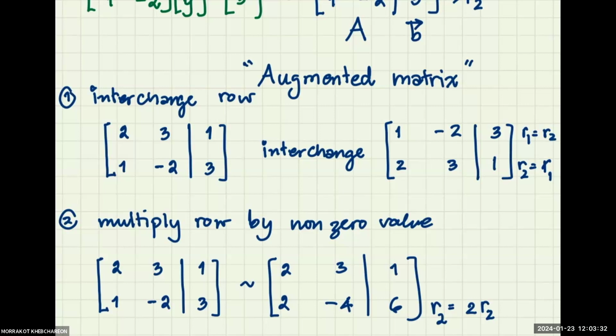It means that I overwrite the second row by 2 times every number in row number 2. Okay? It is the same as you multiply the equation by a constant 2. The same thing, but just for shorthand.